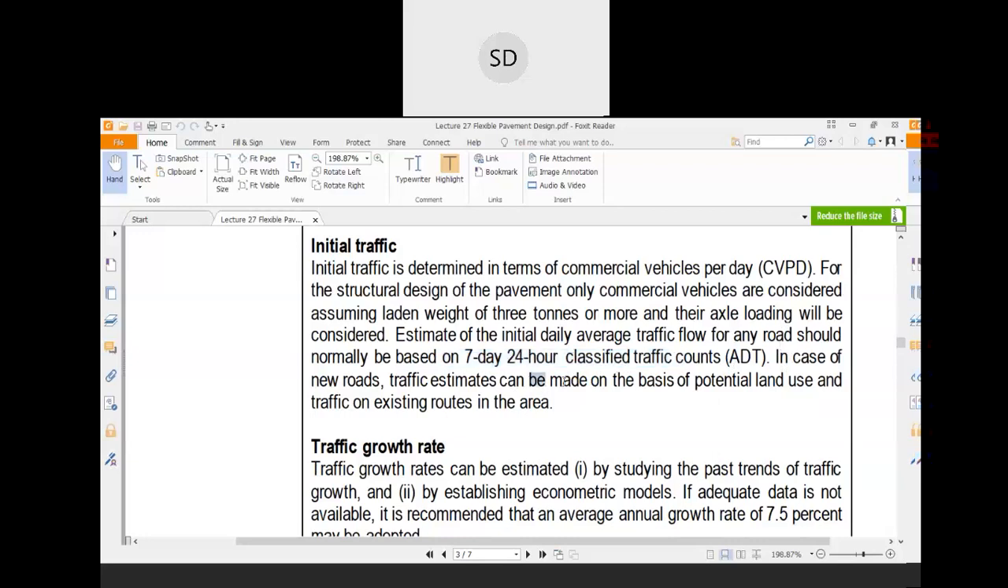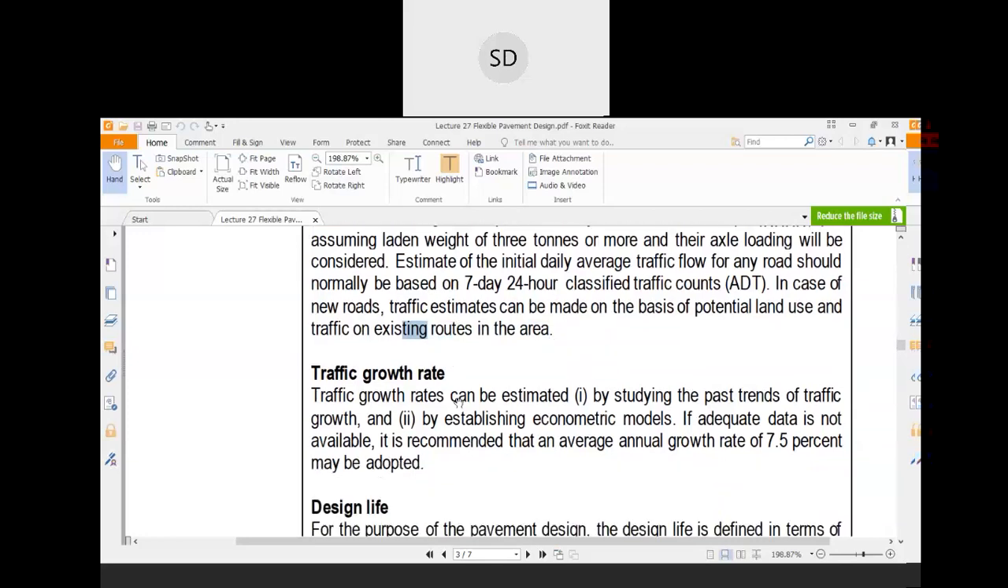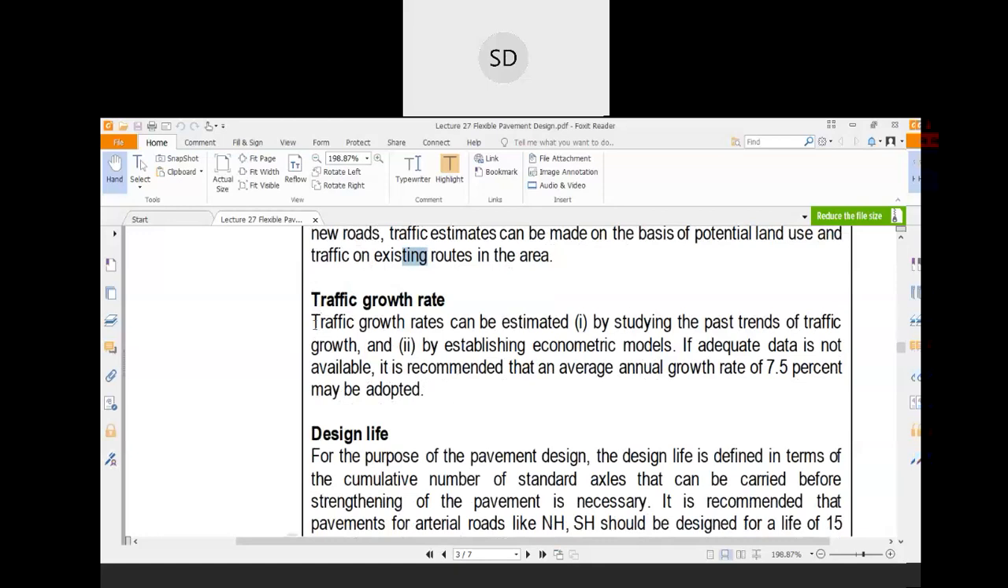Now, in case of new roads, traffic estimates can be made on the basis of potential land use and traffic on existing routes in that area. For that survey, you have to conduct an origin and destination survey to find out the potential number of users or future users who could be using that particular new route. So that is our initial traffic.